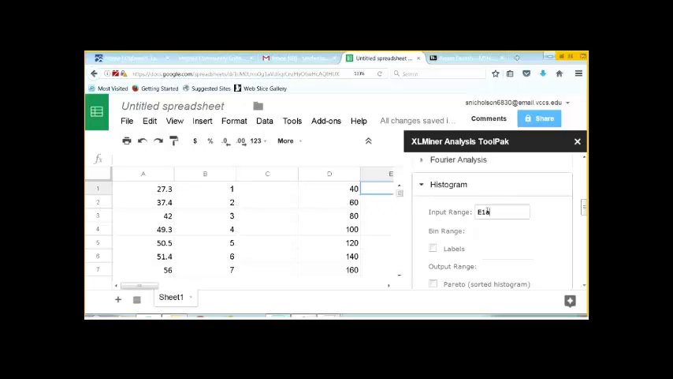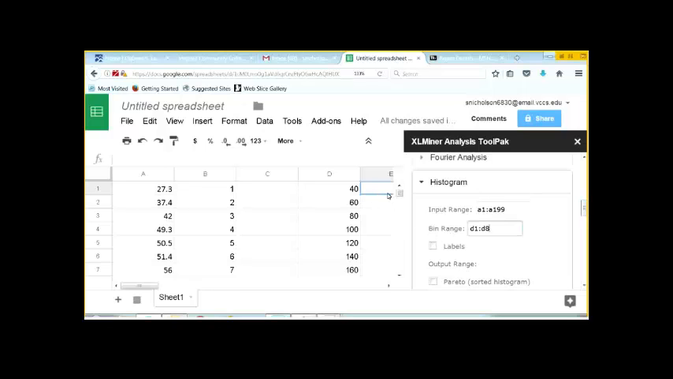So I need to tell what range the data is in. I'm just going to enter it because it's going to be A1 through A199. The bin range is going to be D1 through D8. So I'm looking at this column, column D, and I have my first number in D1, and I know there's 180 below, so it's D8.